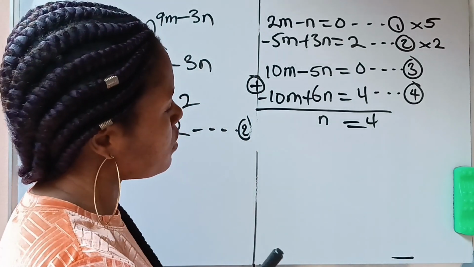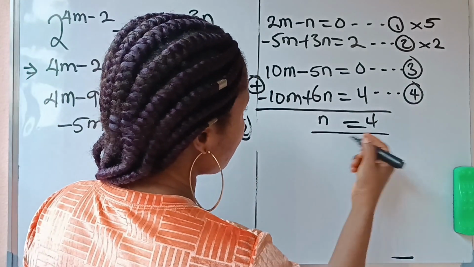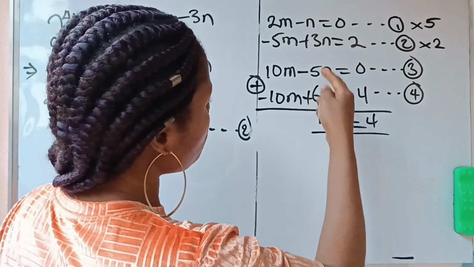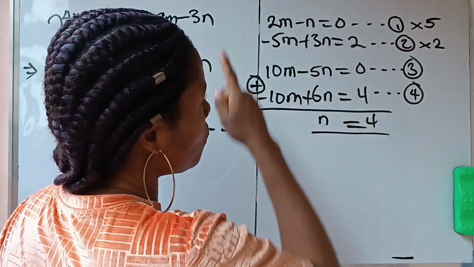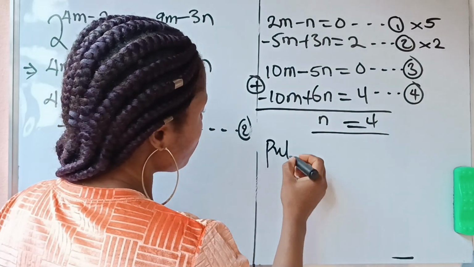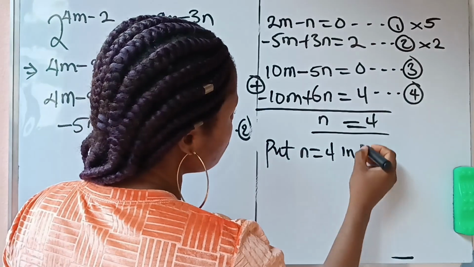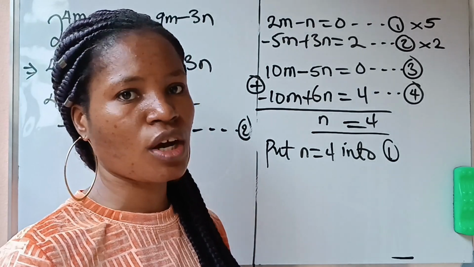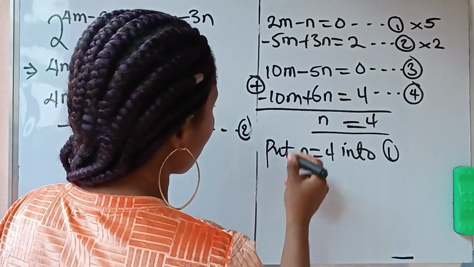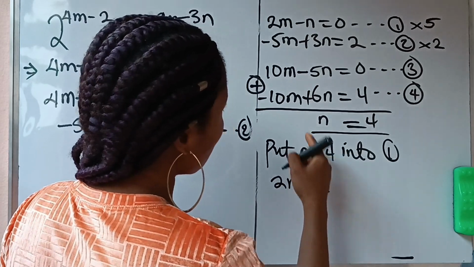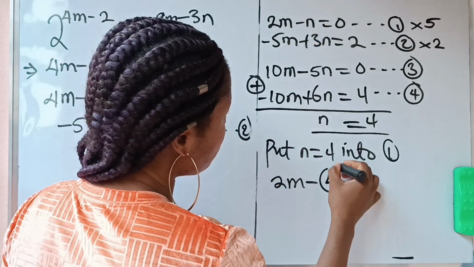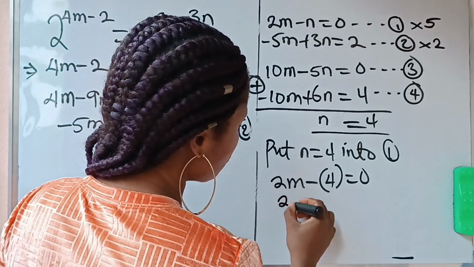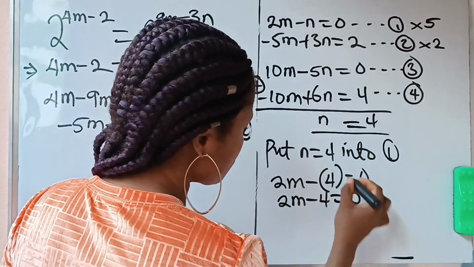Alright? Okay, let us continue. We have gotten our n to be equal to 4. So how do we get our m? We can get our m if we put n equal to 4 into any of these equations. Okay, so let's say we put n equals 4 into equation 1. Do you understand? Now what is our equation 1? We have that 2m minus, instead of us to write n here, we are going to write 4, is equal to 0. Do you understand? Okay, so 2m minus 4 is equal to 0.